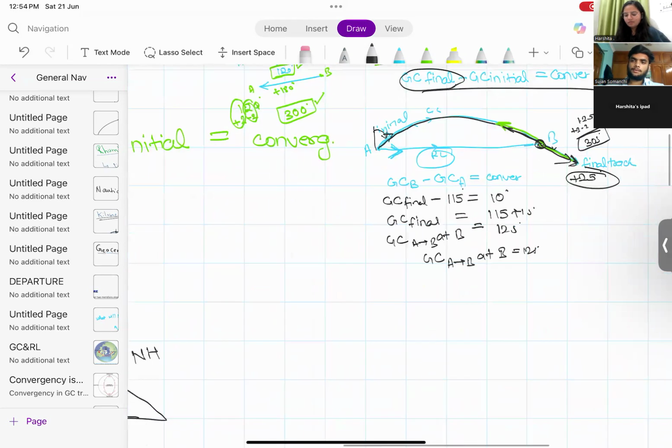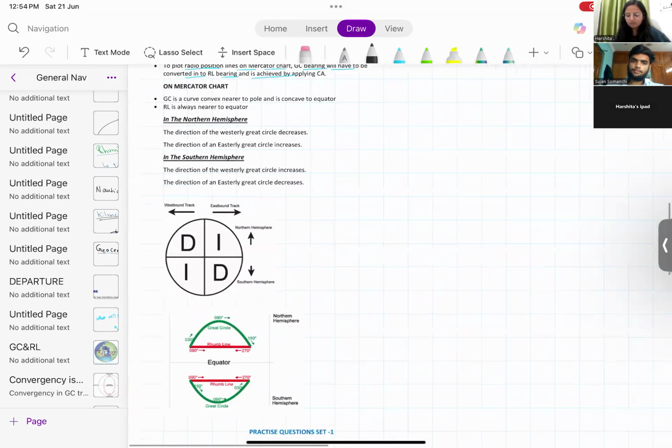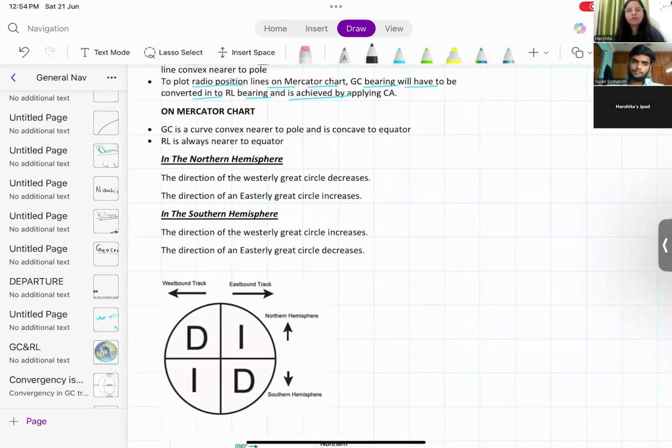Alright. Now we have to see this thing. What happens in the northern hemisphere? What happens in the southern hemisphere? Till here we are done. On Mercator chart, great circle is a curve. We have seen great circle is a curve. Happy about it. And we are talking about charts.